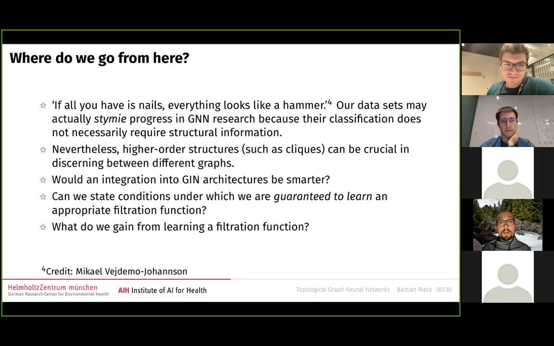And with this, I'm at the end, and I want to say a few things about where we could go from here. I gave this talk also to a more topology-based audience, and a colleague, Michael, suggested something very nice. I originally had the saying the other way around, but I'm inclined to agree with him that this is the better saying. When we take a look at the data sets now, I'm forced to conclude that if all you have is nails, everything looks like a hammer.